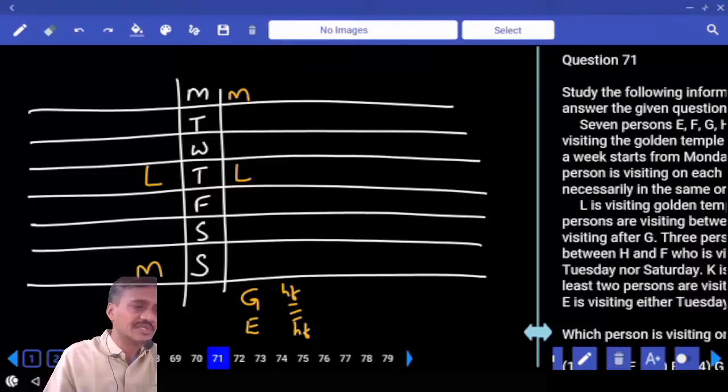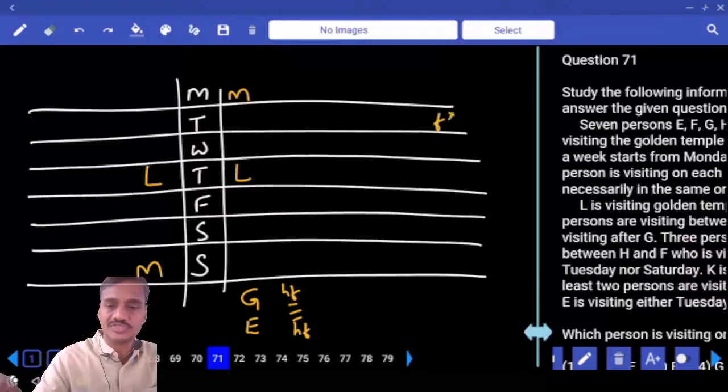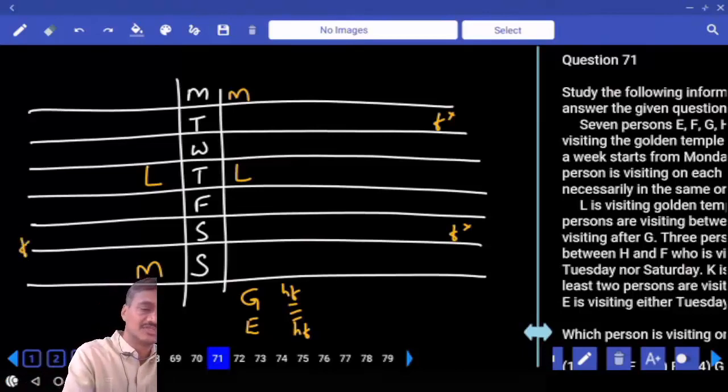F who is visiting neither on Tuesday nor on Saturday. Now F cannot be on Tuesday, cannot be on Saturday. Now F cannot be in these 2 places. F cannot be on Tuesday and cannot be on Saturday.